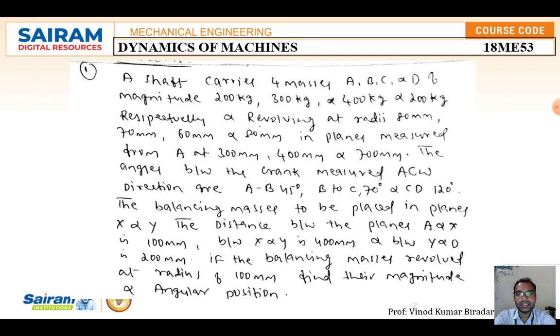So here in the problem statement they given like this. Four masses are given, and those four masses are going to be fixed on a particular shaft. The radius of rotation is also given, and the angles between the different planes are also given. But to make it a perfectly balanced system, balancing masses are introduced, that is extra masses, x and y. We don't know the masses, what we are going to fix; you need to calculate that from this given question. This is the meaning of the question.